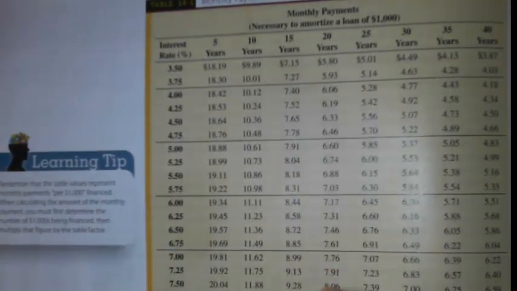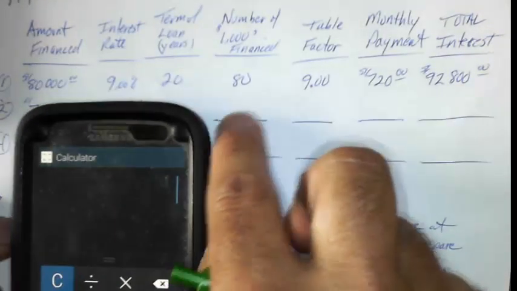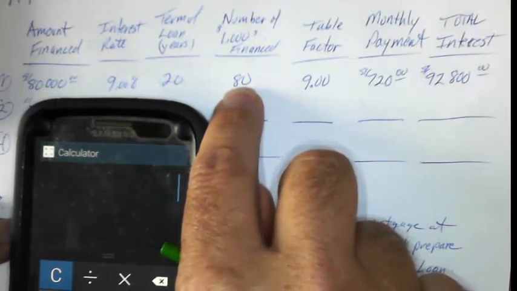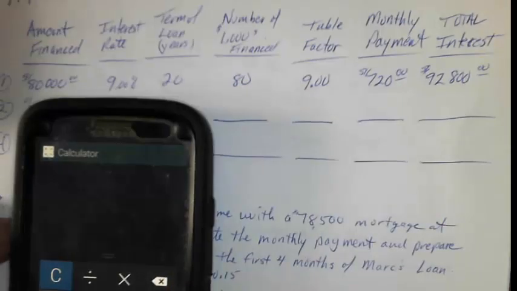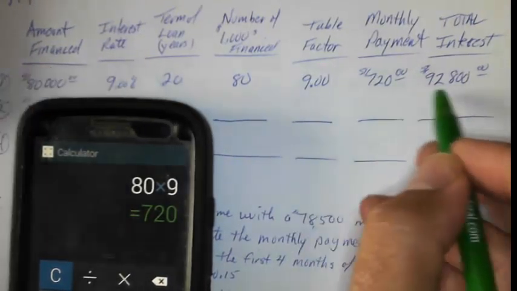So in our problem, they had 20 years at 9%. That's where they got that 9, by just simply taking the number of years in the appropriate column and going down to the appropriate interest rate and then meeting. All right? So then once we have the table factor, we're just taking the number of thousands financed times the table factor. So 80 times 9, 720. All right? So now how do they get the total interest?